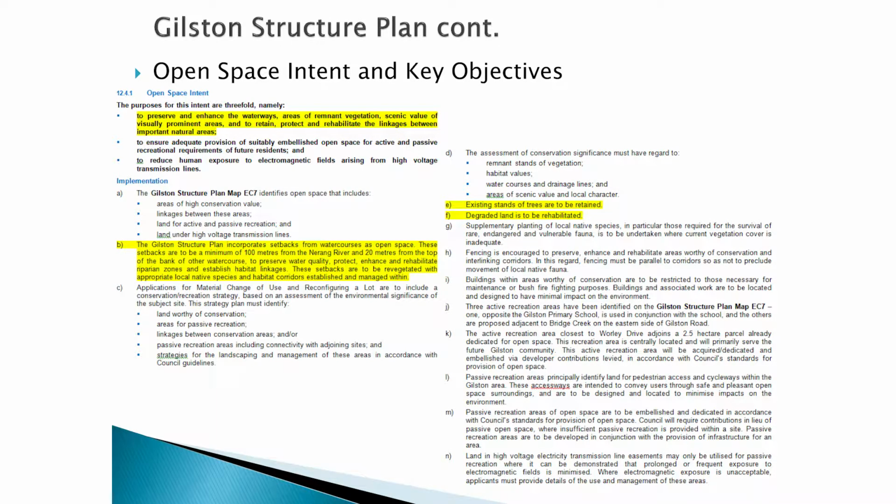Right, open space intent: to preserve and enhance the waterways, areas of remnant vegetation, scenic value, visually prominent areas, and to retain, protect and rehabilitate the linkages between important natural areas. If you have 8 lots on this site with building envelopes, effluent disposal areas, roads, you're really starting to compromise the site.